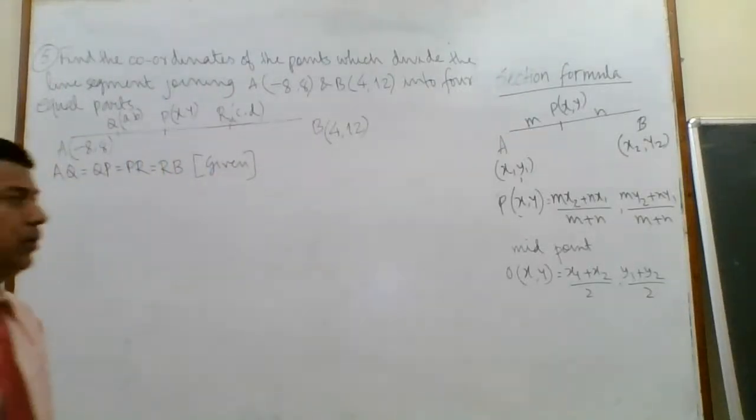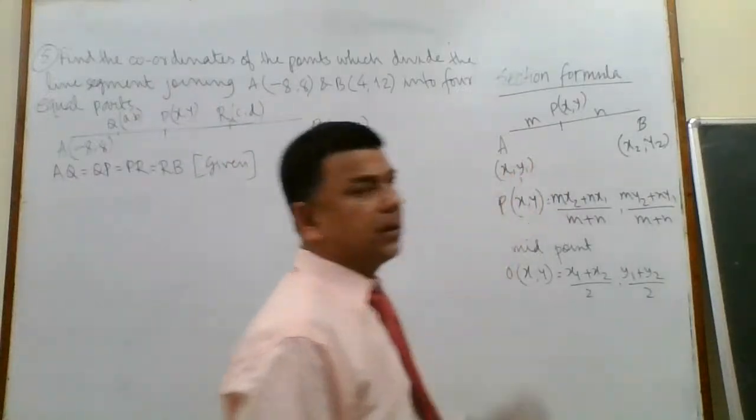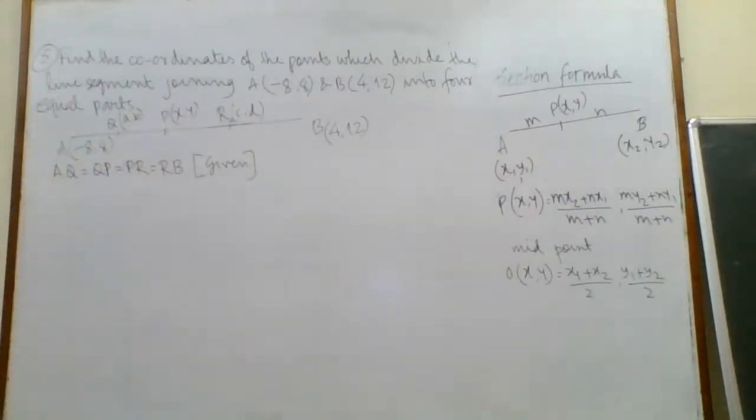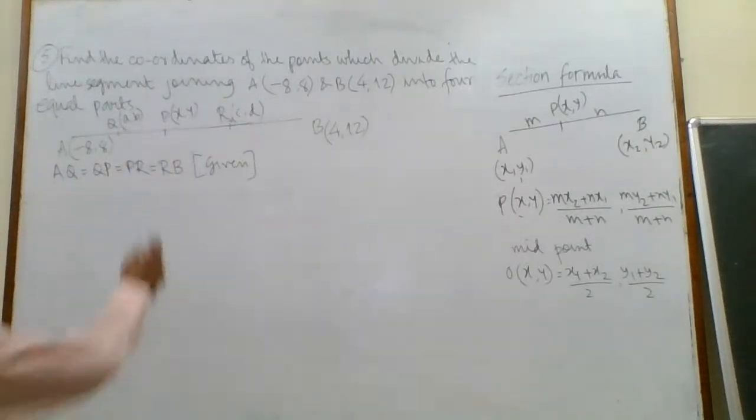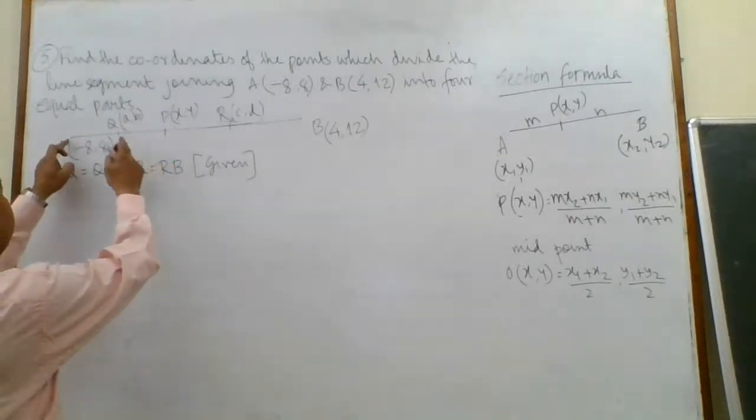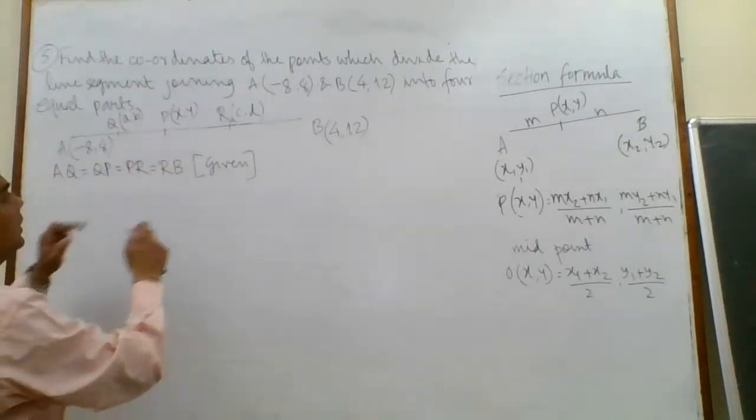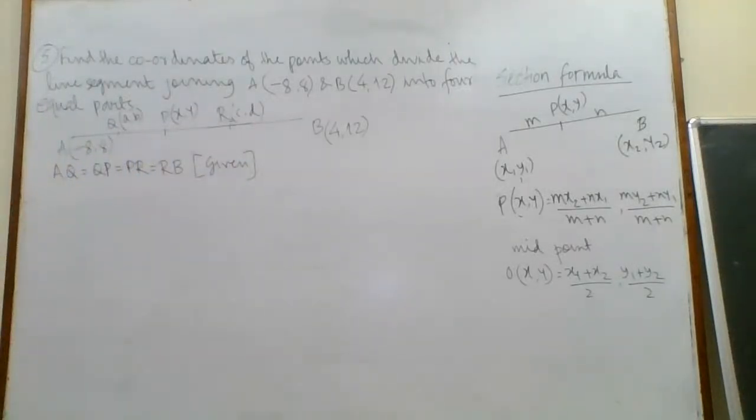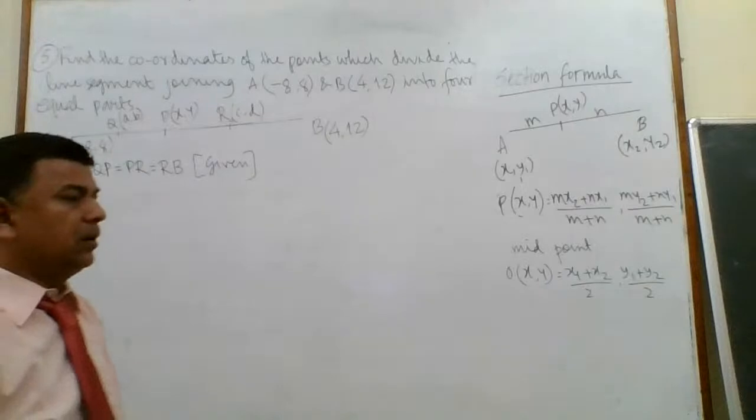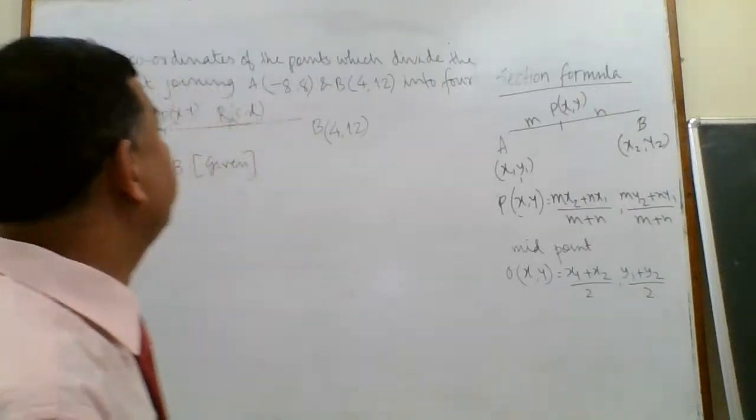But the best way will be not to apply this formula, rather apply the midpoint formula. How is it? Let us take P first. If you take P, then this side is 1 plus 1, so 2. This side also 1 plus 1, so 2. And what is the ratio of 2 is to 2? 1 is to 1. And 1 is to 1 means always midpoint.